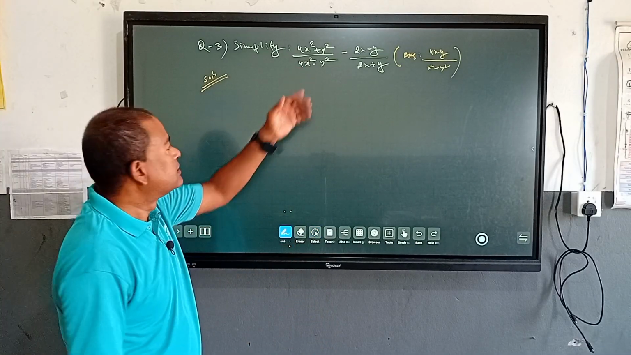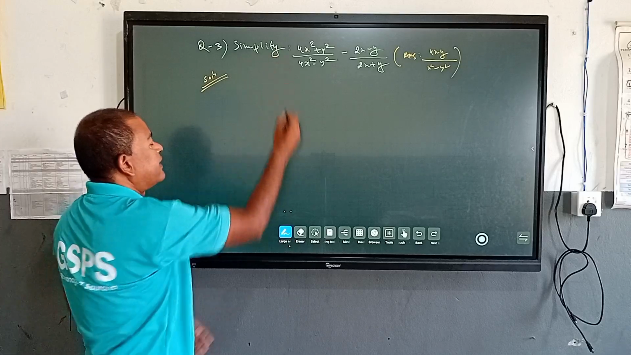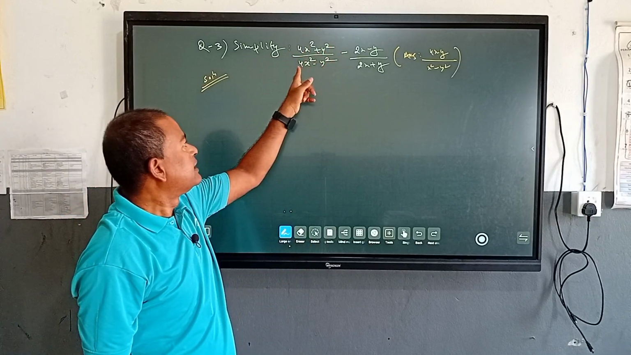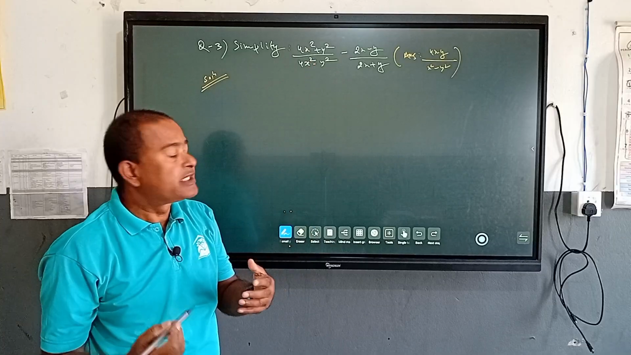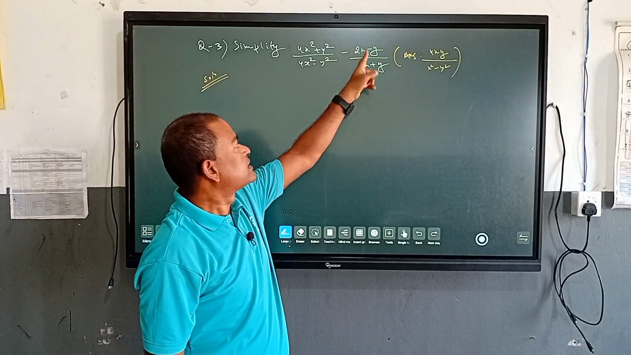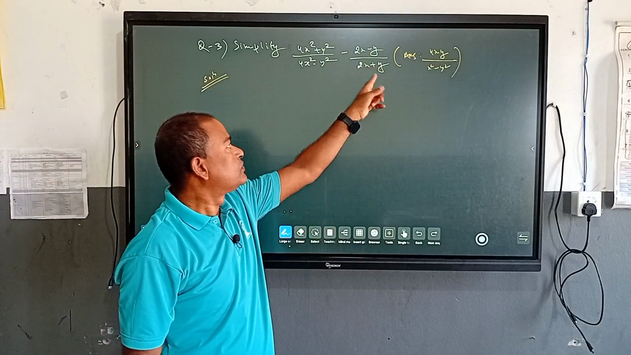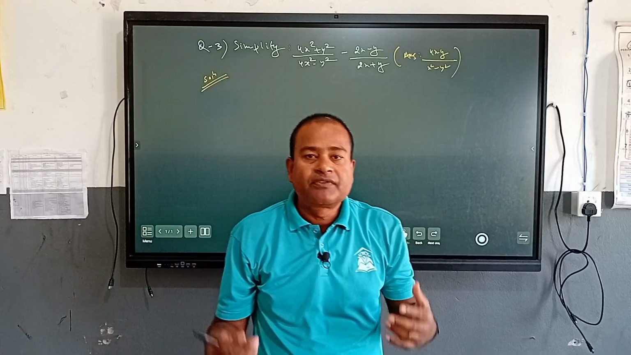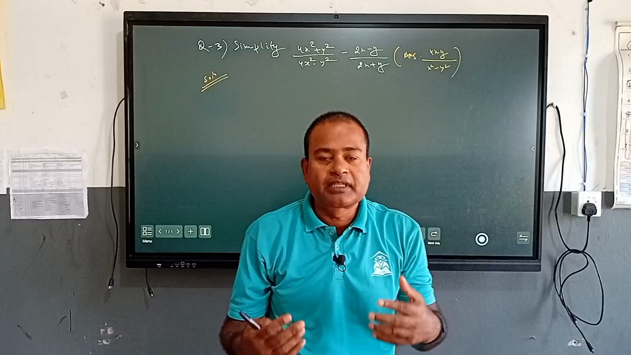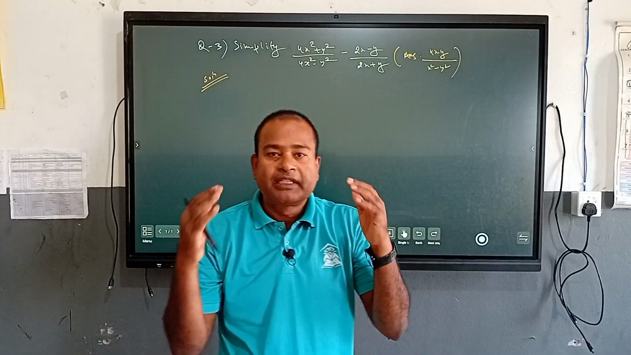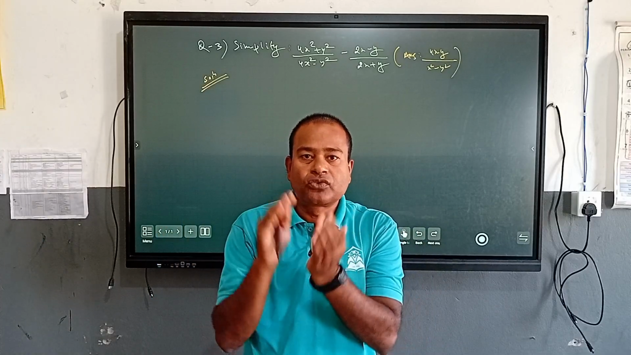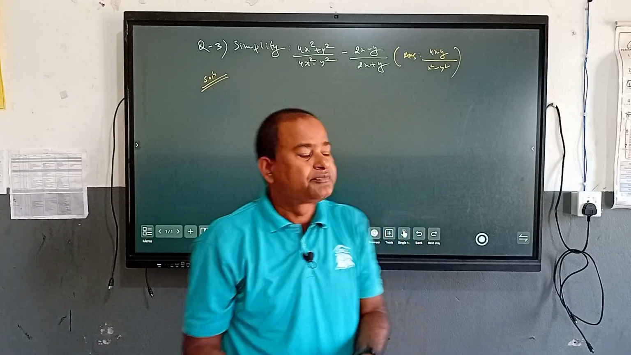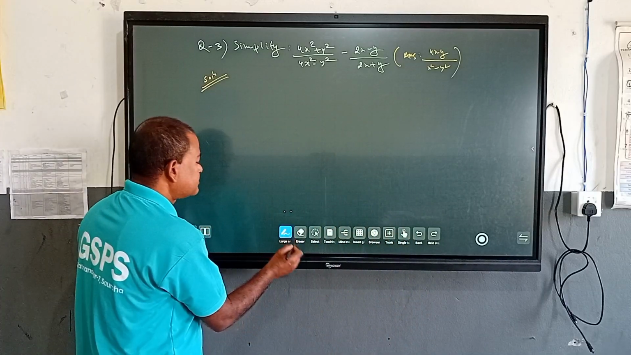Dear students, the question is: simplify (4x² + y²)/(4x² − y²) − (2x − y)/(2x + y). So in this question we are given two rational expressions and we have to simplify them. That means we have to change it into lowest term, into lowest form.